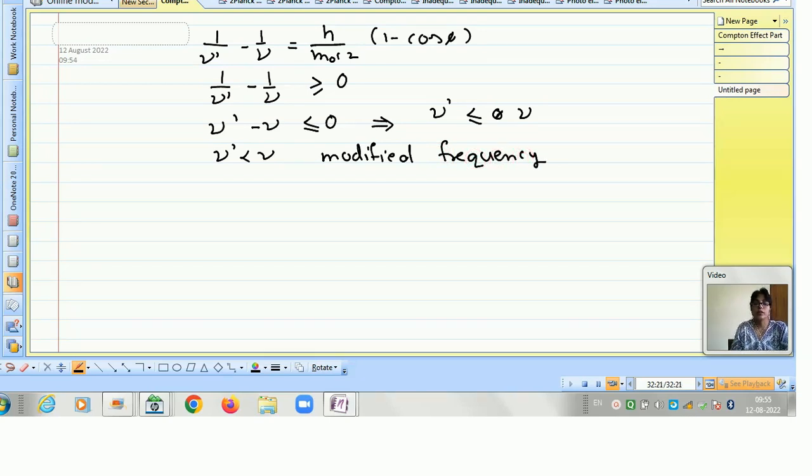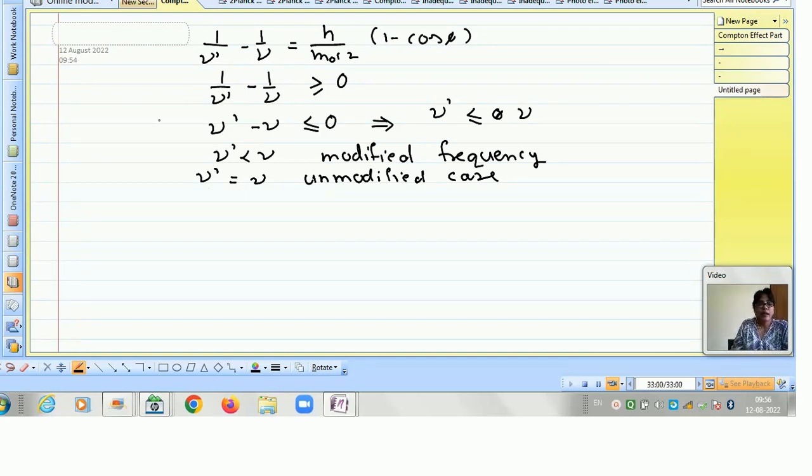So this is the Compton effect. Let us go into the definition of the Compton effect: we get the modified frequency as less than the original frequency of the photon. So nu dash, which is the modified frequency, is always less than the original frequency, or at the most, in the unmodified case, both frequencies are equal, so nu dash is equal to nu. So this is the thing which we wanted to prove.